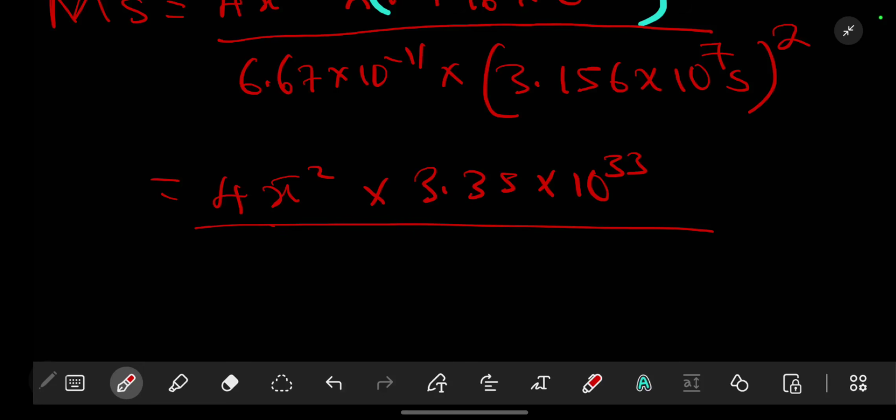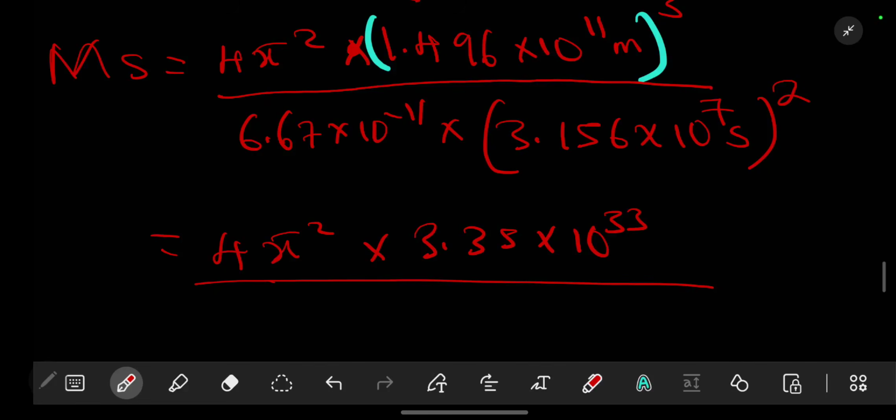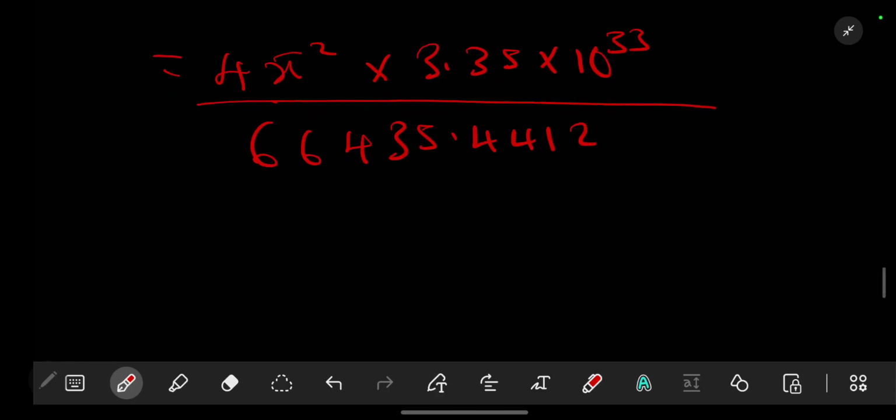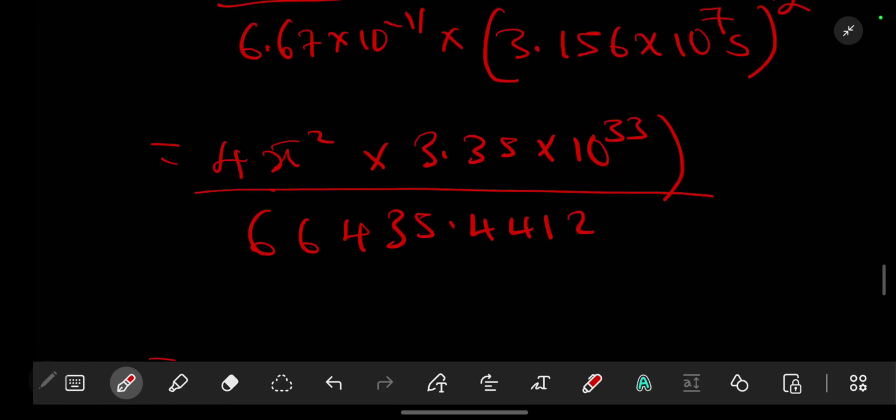You close the bracket. Then you multiply times, open the bracket, 3.156 times 10 to the power of 7. Close the bracket, square the value according to this square. So the bottom part is going to give you 66435.4412. Then divide. So put these in brackets, then divided by this.